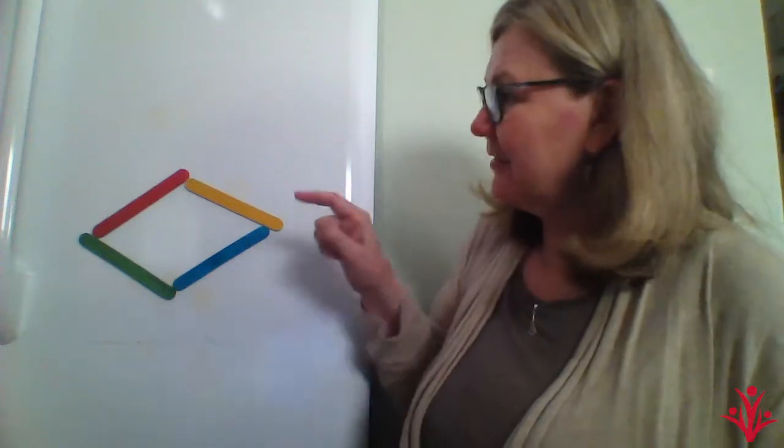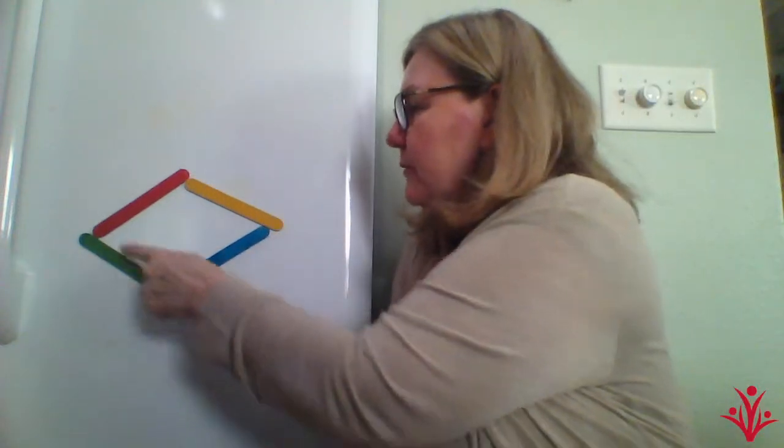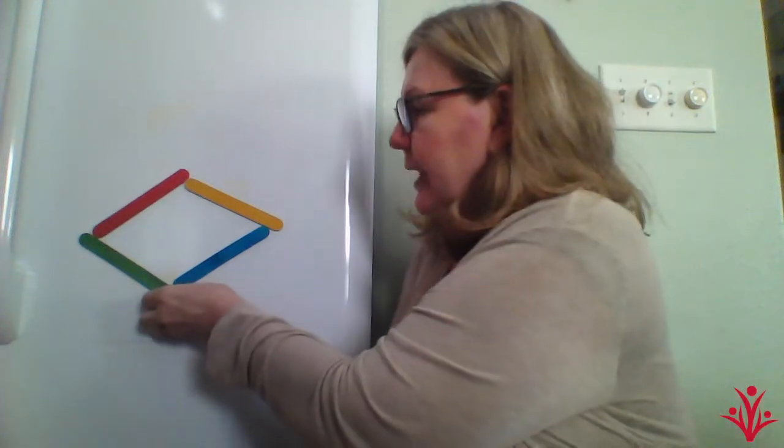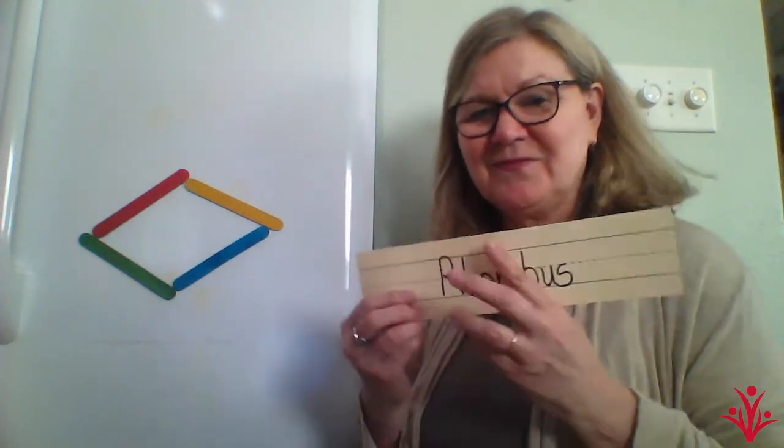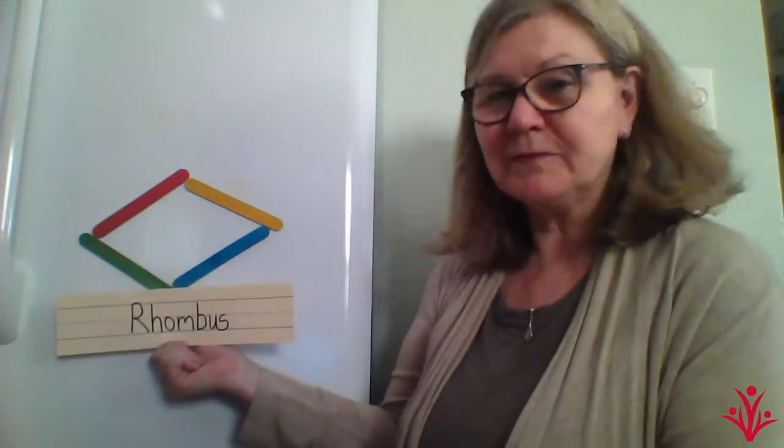Who knows what this is? It has 1, 2, 3, 4 corners, but it's shaped a little bit different. Some people might think that this is a square, kind of a lopsided square. Guess what this is called? This is called a rhombus.